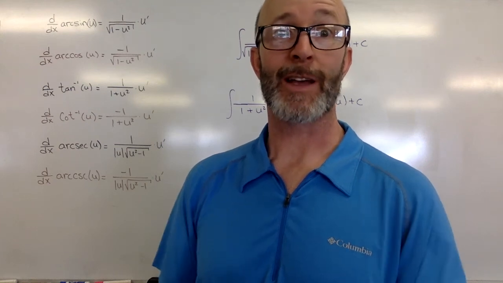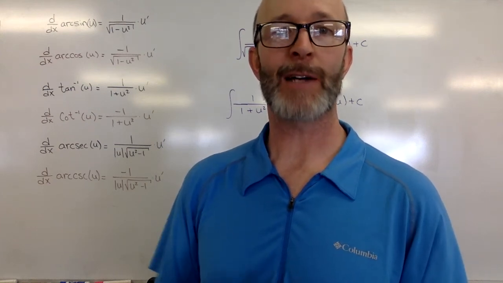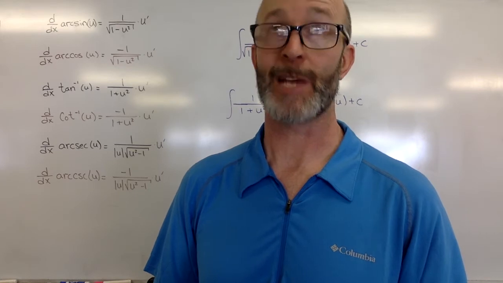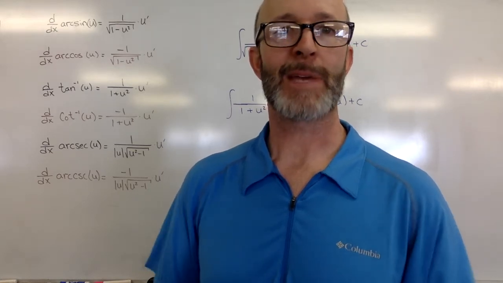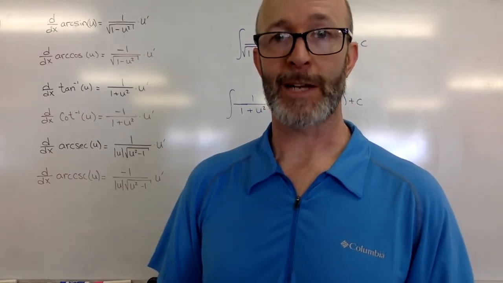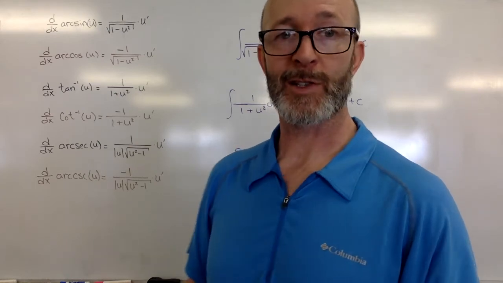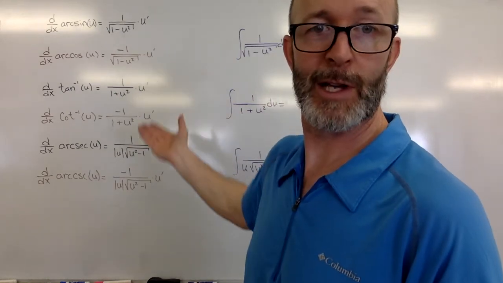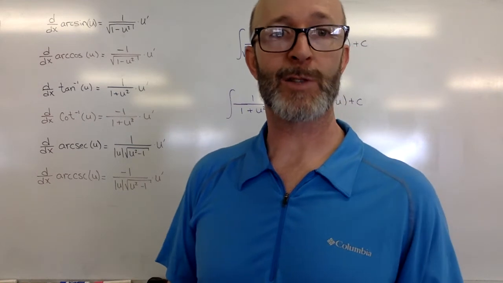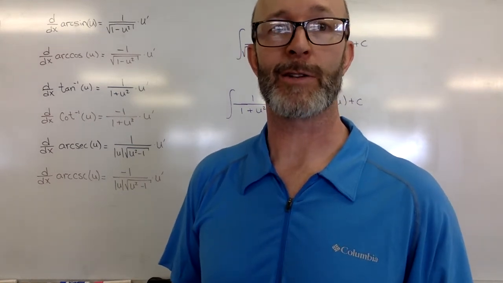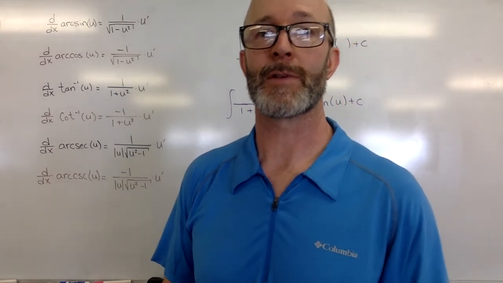So here we are starting chapter 5, lesson 7, the final lesson we're going to do in chapter 5. This is going to be integrals that result in inverse trig functions. We have our 6 inverse trig derivatives over here on the left. And you'll notice once again that arc sine and arc cosine have very similar derivatives.